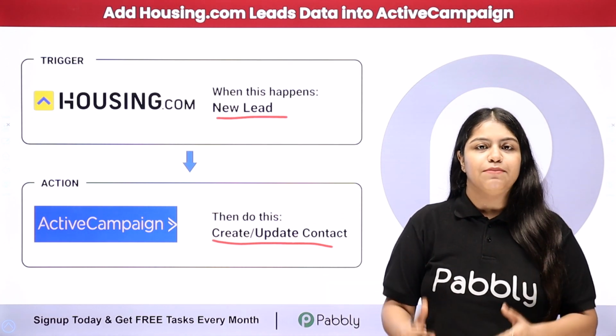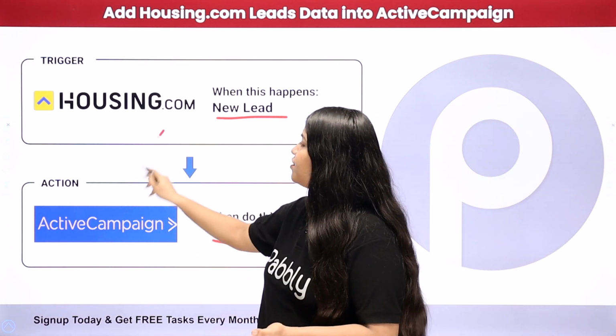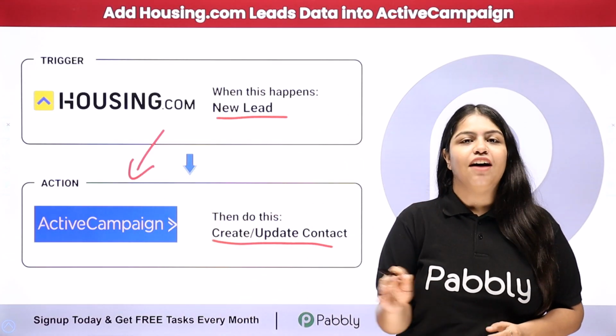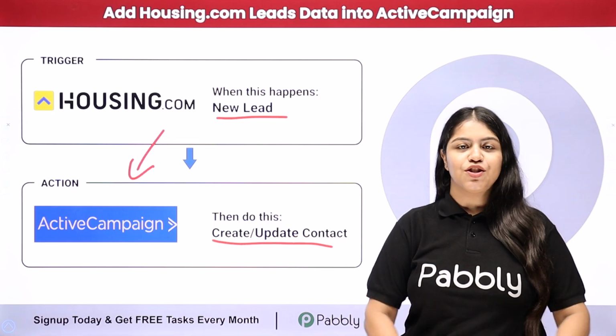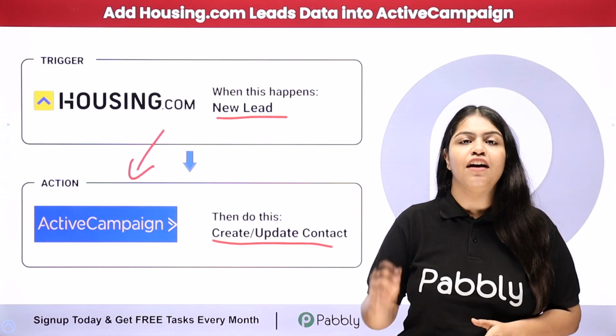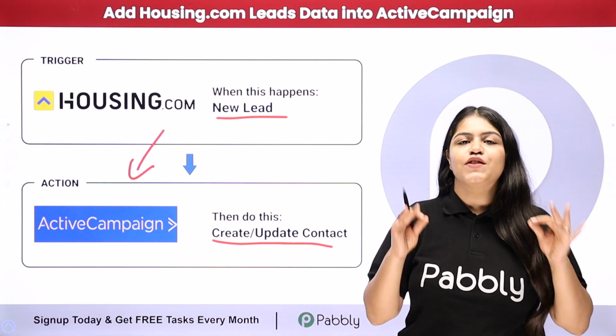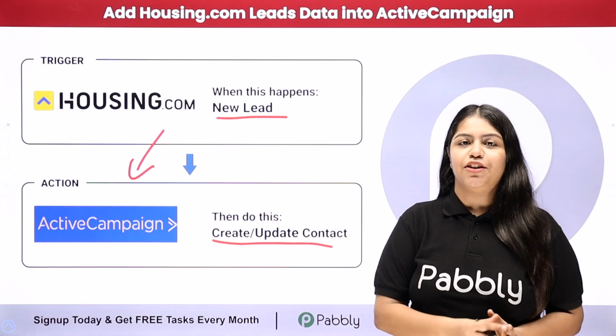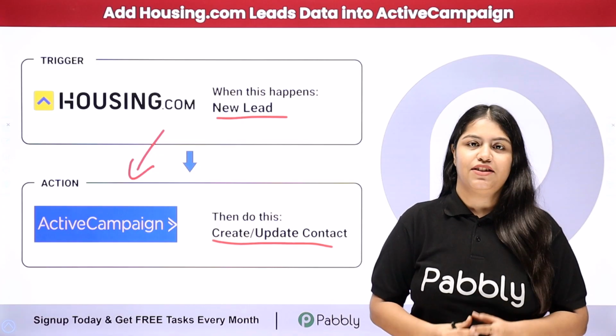So to do this, we are simply going to create a connection between housing.com and ActiveCampaign, and we are going to create this connection without knowing any programming or coding language using an amazing automation software which is Pabbly Connect. So if you also want to create this amazing automation for your own business, then for that you have to come with me towards my screen.